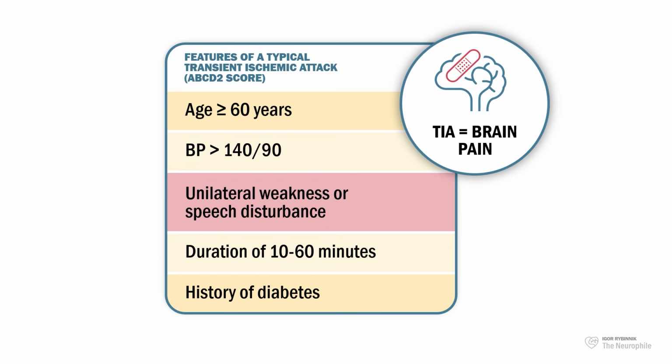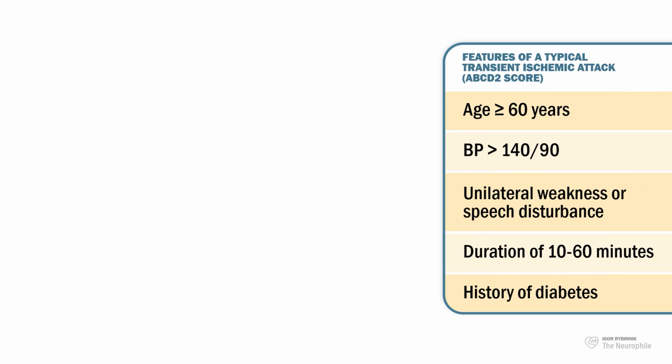Notice that not all transient neurological deficits are predictive of high stroke risk. Blurred vision, dizziness, confusion, unsteady gait, word finding difficulties, and even facial droop are not all that specific. Let's see how this works in the real world.